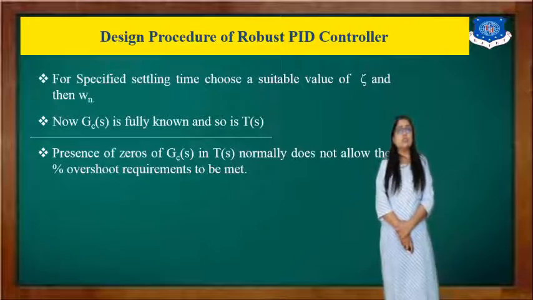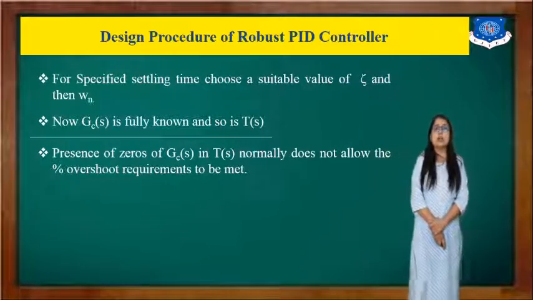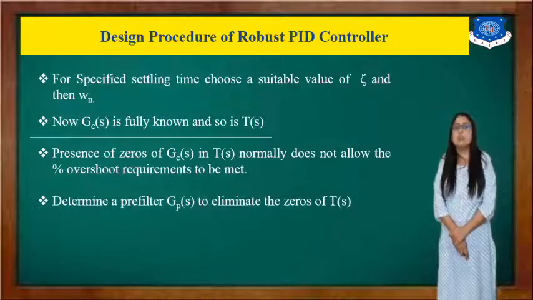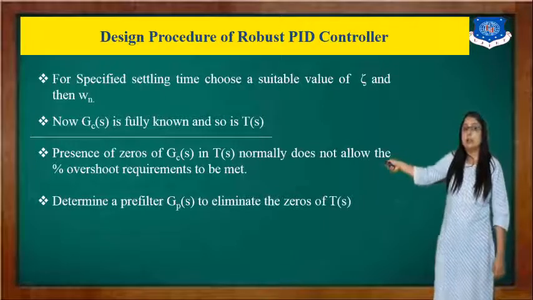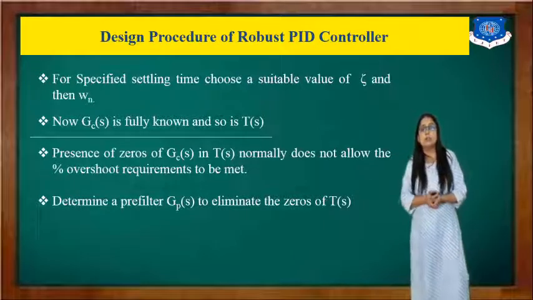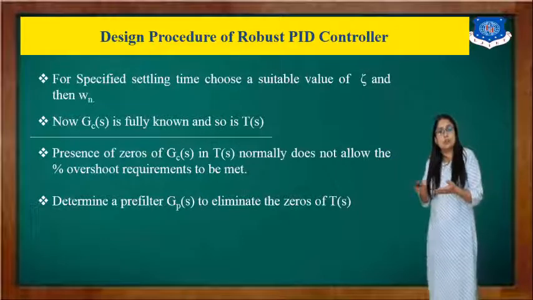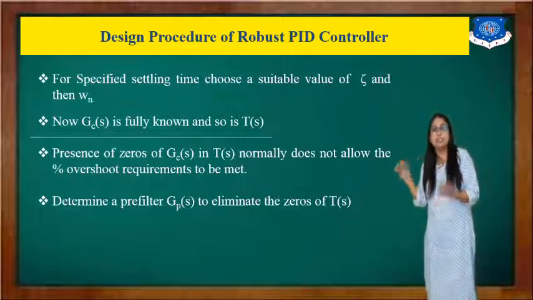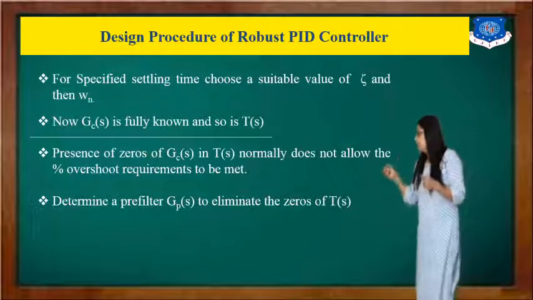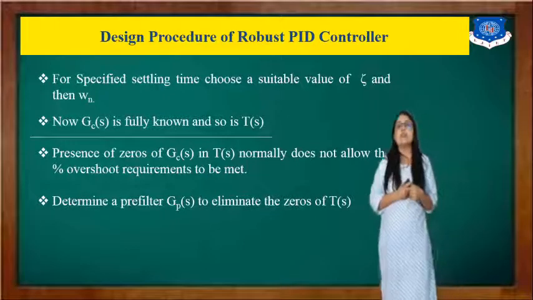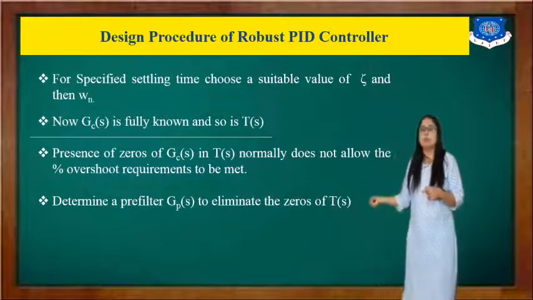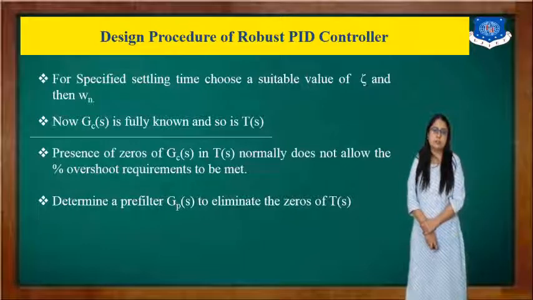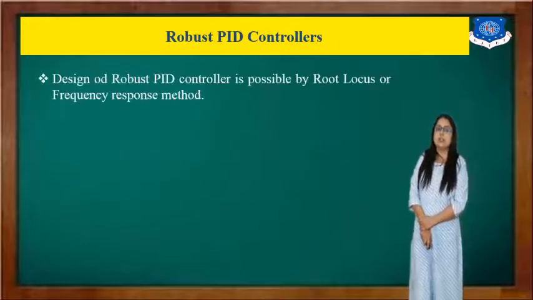Now, the presence of zeros of Gc(s) and T(s) normally does not allow the percentage overshoot requirement to be met. Here, see, the percentage overshoot requirement does not meet. So if you want to achieve that percentage overshoot requirement, then what do we require? We require the pre-filter. So we have to determine the function for the pre-filter, that is Gp(s). Right now that is not in your syllabus. So you just consider that to achieve this step, we have to design a pre-filter.